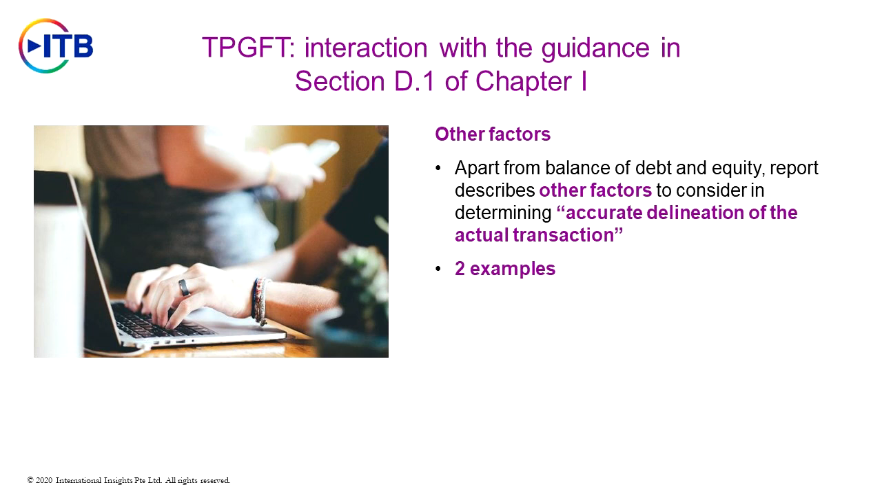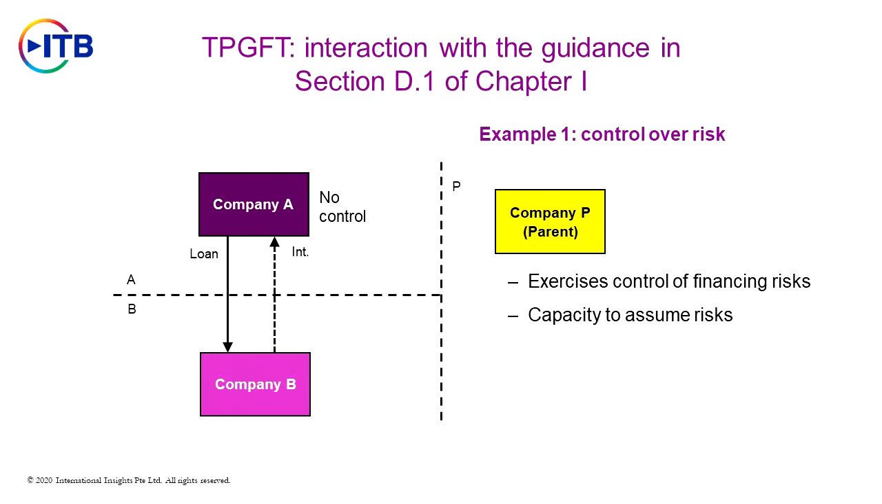Apart from the balance of debt and equity, the report describes various factors to consider in determining an accurate delineation of the actual transaction. And in doing so, it provides two examples. The first example considers the issue of control over risk. The lender, Company A, does not exercise such control. Instead, such control is exercised by the group parent, Company P, which is not a party to the loan.